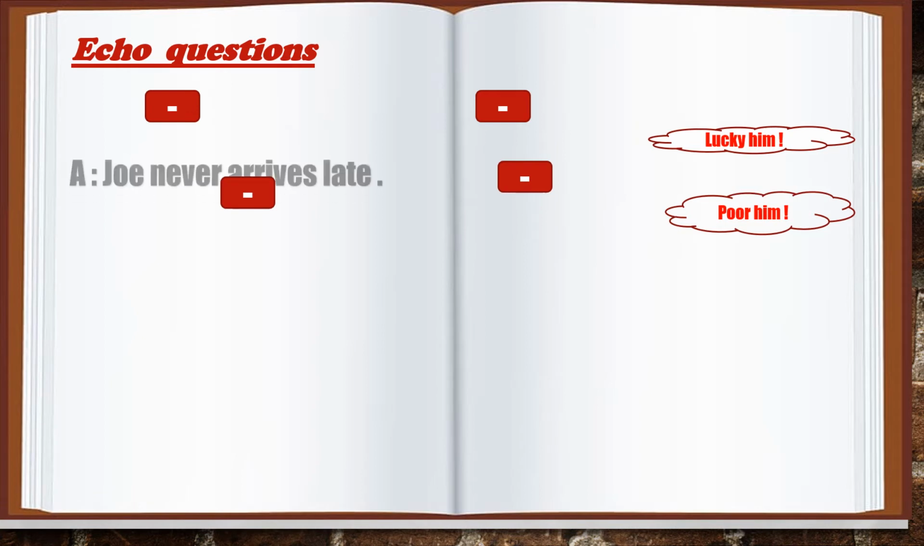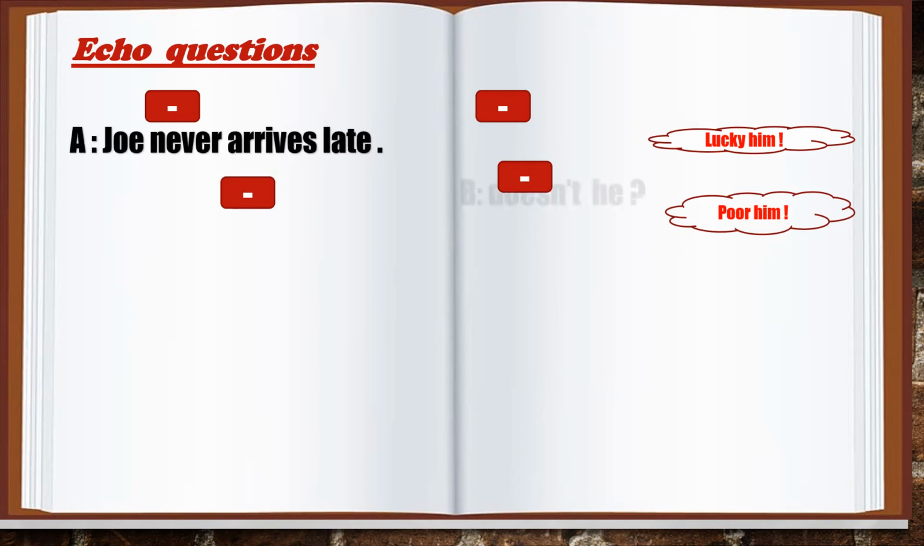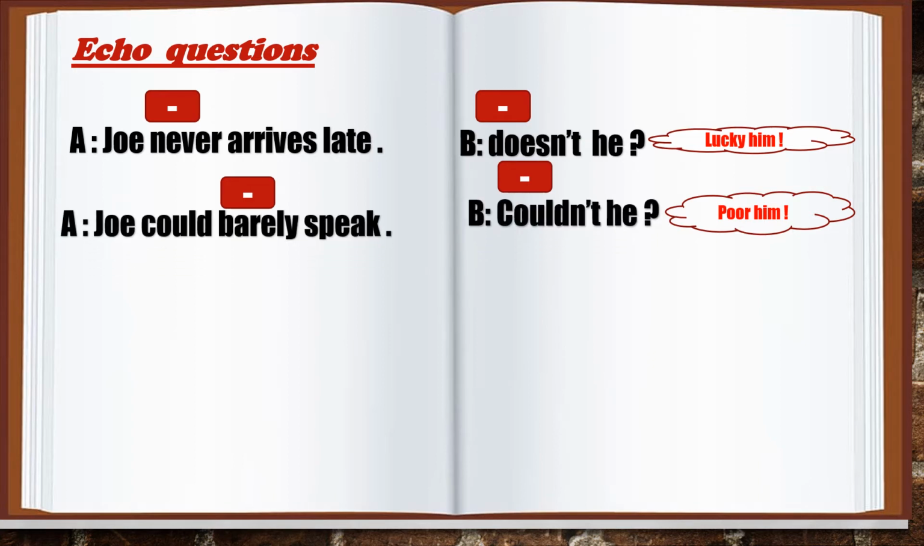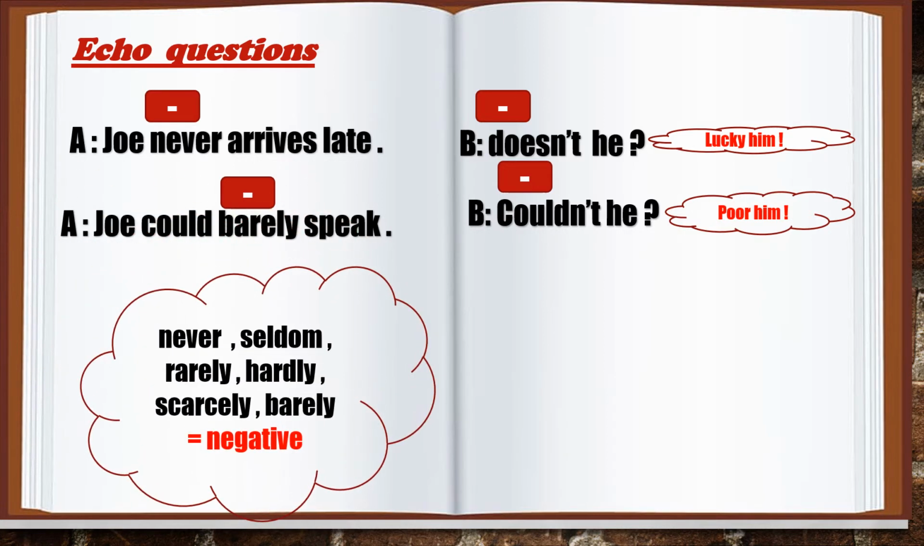In our previous lesson, I also gave you some adverbs of frequency that mean not. For example, when we say John never arrives late, you can say doesn't he, not does he. Why? Because never means not. So I gave you these adverbs and I told you that if the first statement contains one of these adverbs, you are going to use an echo negative short question. Never, seldom, rarely, hardly, scarcely, barely, all of them mean not.